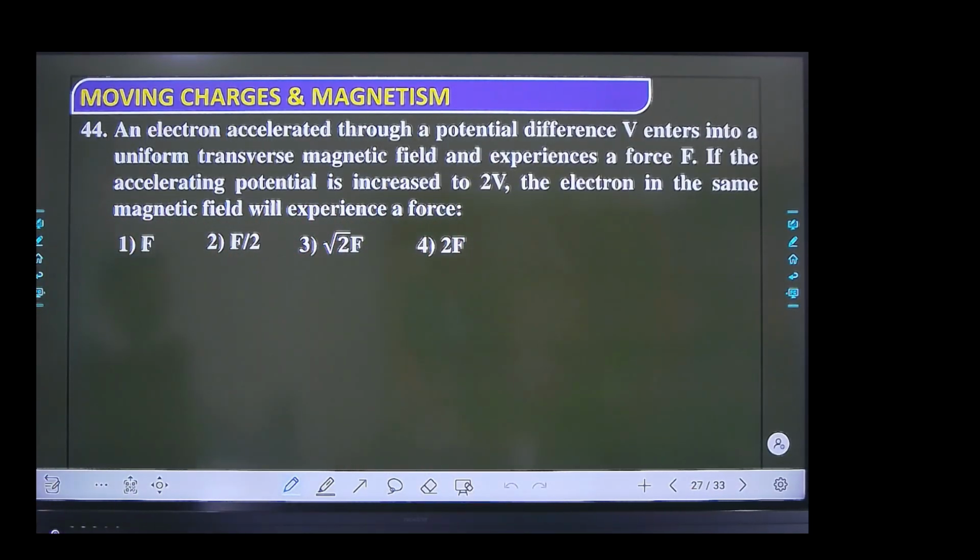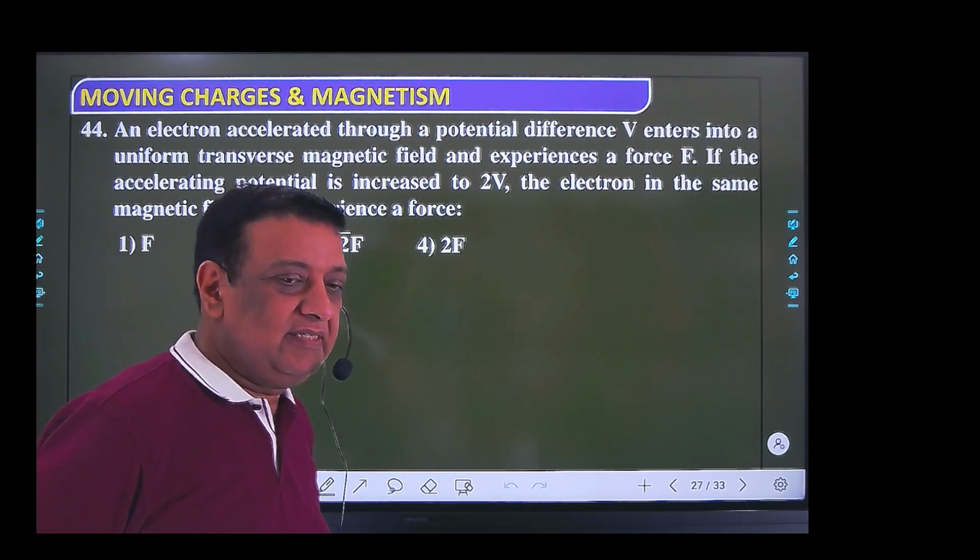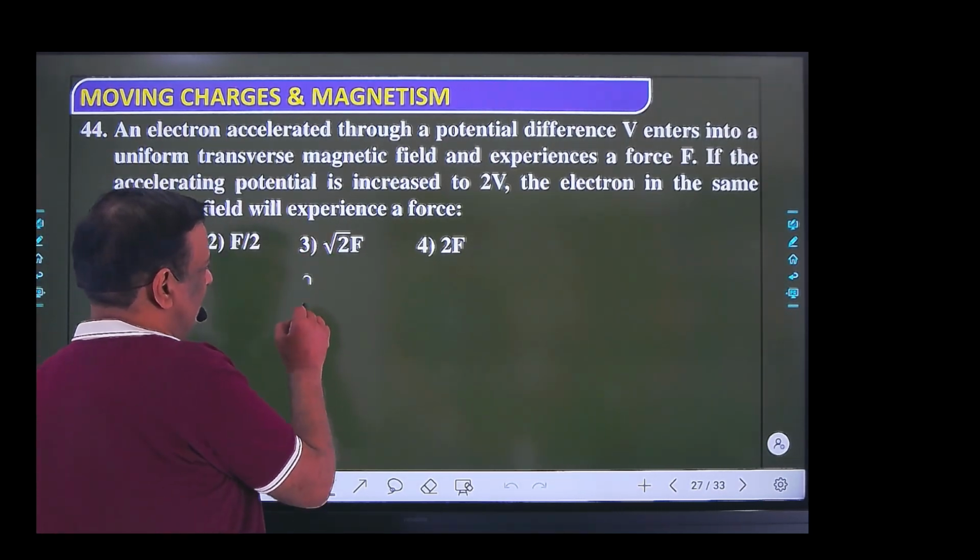An electron is accelerated through potential difference V, enters into a uniform magnetic field, and experiences a force F. If the accelerating potential is 2V, the force experienced is? Force experienced का formula होता है qvB.